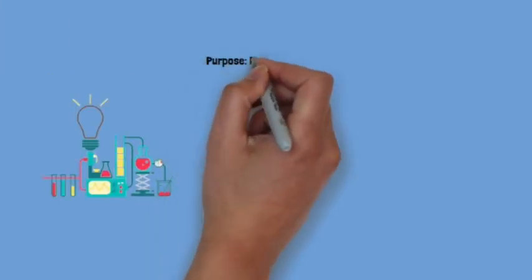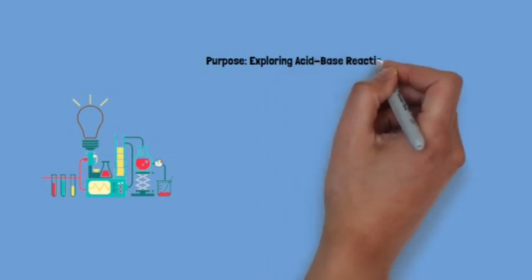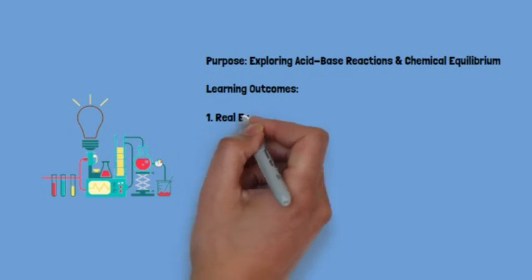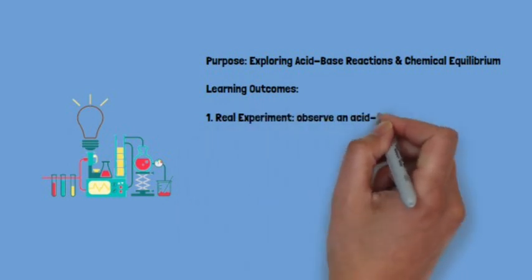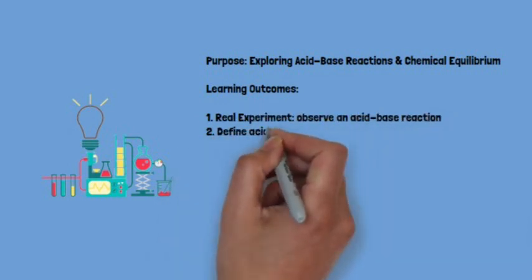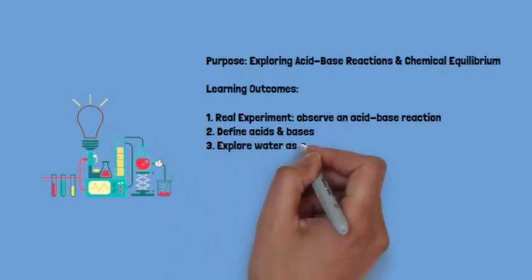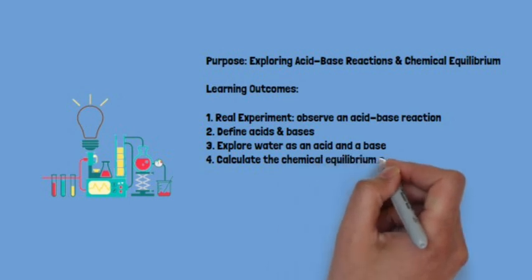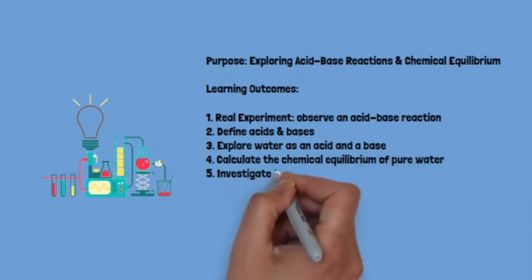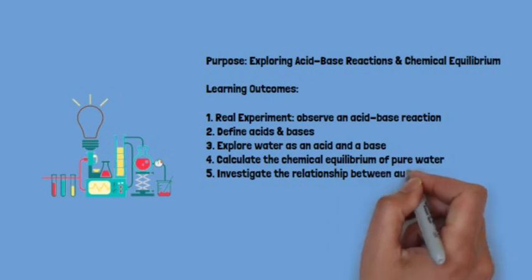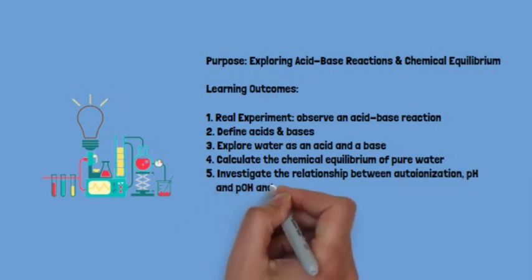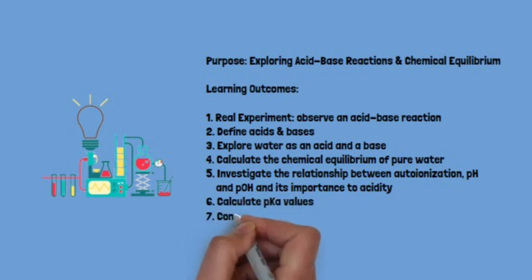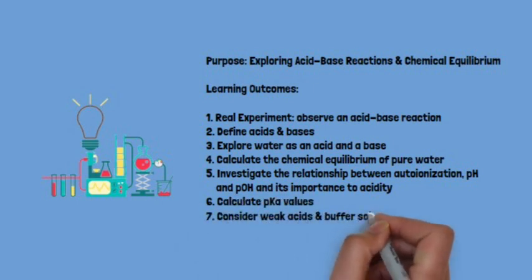So today, our purpose was to explore acid-base reactions and chemical equilibrium. Our learning outcomes were: 1. Conduct a real experiment to observe an acid-base reaction. 2. Define acids and bases. 3. Explore water as an acid and a base. 4. Calculate the chemical equilibrium of pure water. 5. Investigate the relationship between autoionization, pH, and pOH and its importance to acidity. 6. Calculate pKa values. And 7. Consider weak acids and buffer solutions.